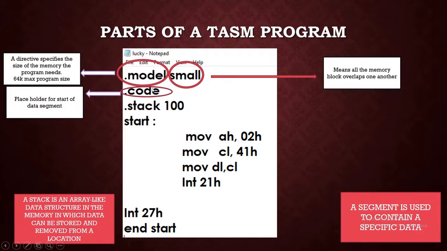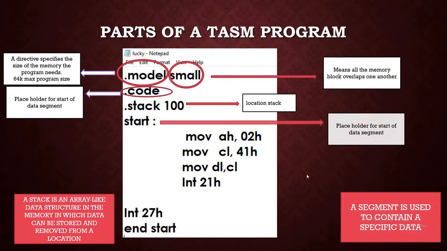And we also have the .code, which is a placeholder for start of data segment. When we say segment, it is used to contain a specific data. And then we also have the stack 100, which is a location stack. And then we also have the start and then colon, which is a placeholder for start of data segment. And when we say stack, it is an array-like data structure in the memory in which data can be stored and removed from a location.